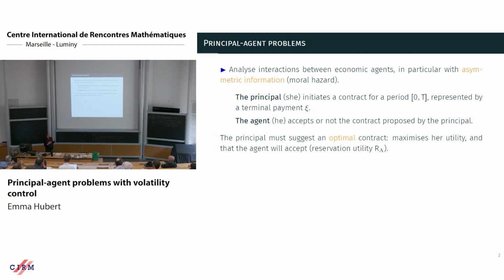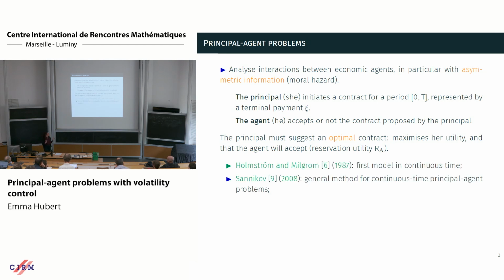And the agent is not a slave, so he can accept or refuse the contract that is offered by the principal. So the principal's goal is to find an optimal contract, optimal in the sense that it maximizes the utility of the principal and such that the agent is going to accept it.